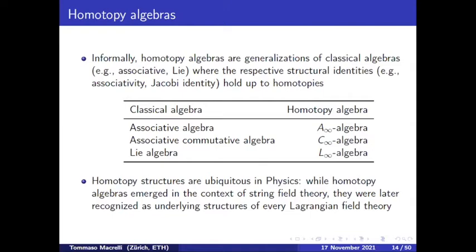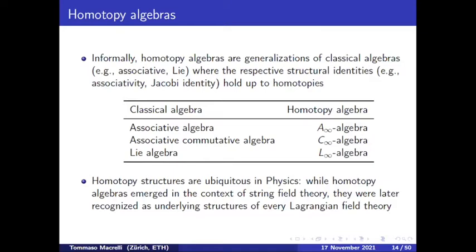So as I said, for example, let's consider a Lie algebra. How to obtain the homotopy generalization of a Lie algebra, that is what we call an L-infinity algebra. We consider the structural identity of the algebra, that is the Jacobi identity. And we require that the structural identity of the algebra is violated. And this violation is controlled by a homotopy. So in the case of a Lie algebra, we have the Jacobi identity, and the Jacobi identity for an L-infinity algebra would be violated, and its violation would be controlled by a homotopy. I will describe this in detail in the following slides.